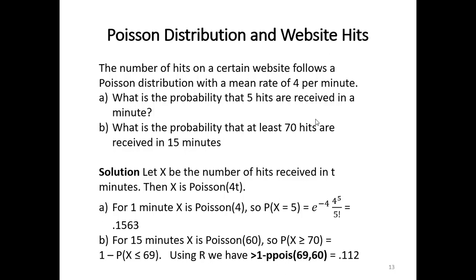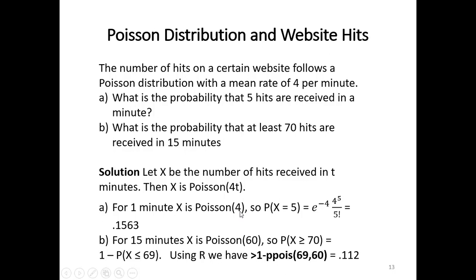Here's one example based on website hits. Suppose the number of hits on a certain website follows a Poisson with a mean rate of 4 per minute. What's the probability that 5 hits are received in a minute? And what's the probability that you get at least 70 hits received in 15 minutes? So we can set up our random variable X. X is the number of hits received in t minutes. Then we know X is Poisson, and the average here would be 4t, right? It's an average of 4 per minute. We have t minutes. Lambda is 4t.